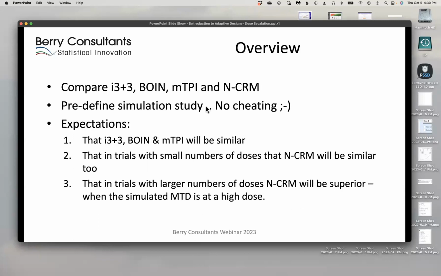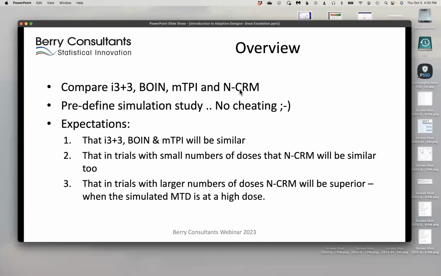So this example was created in order to compare and contrast three of the leading non-modeling approaches currently: the I3+3, the Bayesian Optimal Interval design, and MTPI, which I can't remember what that stands for. These are three really, as we'll see, very similar approaches, although interestingly they have slightly different operating characteristics. And then what we call the N-CRM, others call the BLRM, the Bayesian Logistic Regression.